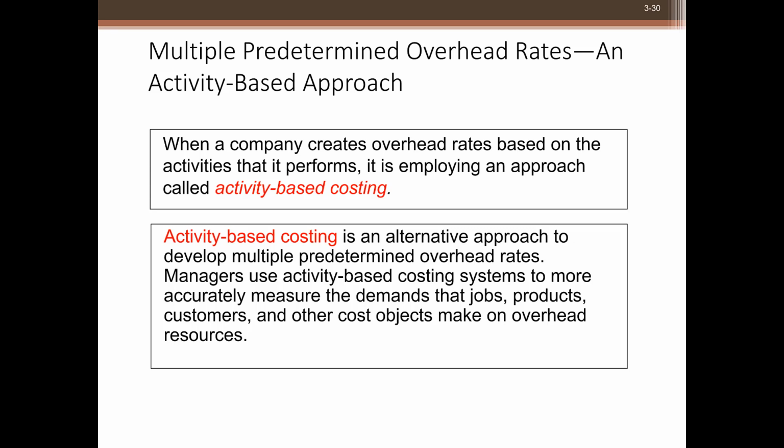on overhead resources. The last thing I want to mention here: in this chapter, we focus on manufacturing companies as examples to explain the job order costing system. But the job order costing system is also used in service companies, like law firms and accounting firms.